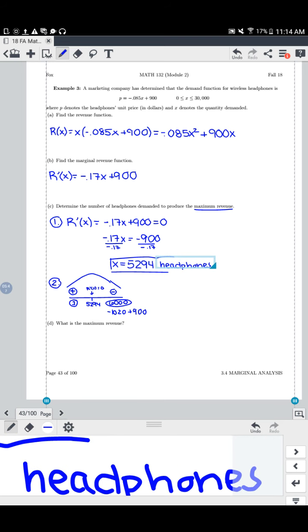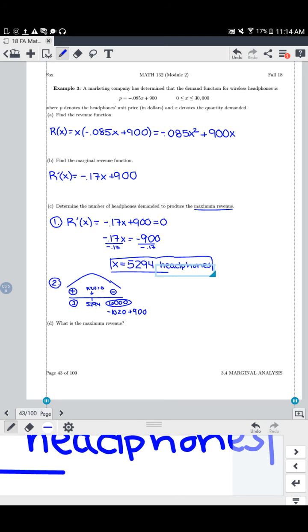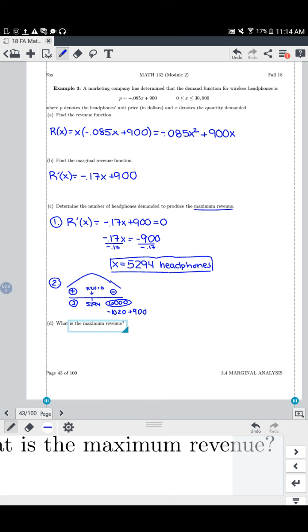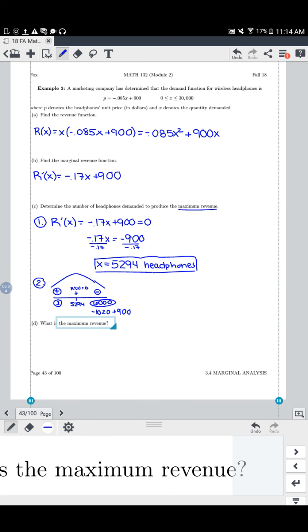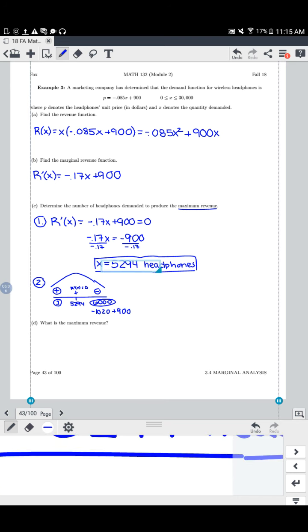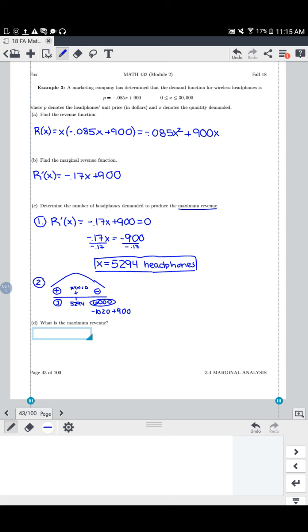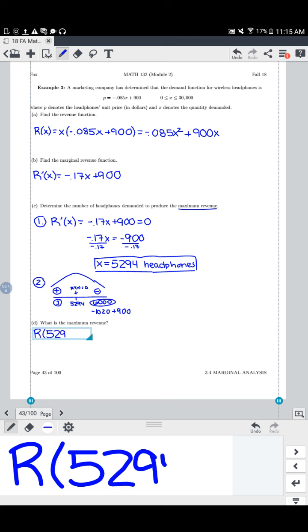So again, anytime you see maximum, you're going to take the derivative, set it equal to 0, and make a sign chart. So maximizing revenue, we use the derivative of it. But of course, the next question the company is going to ask is not just how many I should make. They want to know how much money they're actually going to make from it. So the next part says, what is the maximum revenue? We determined the number of headphones should be 5,294, so I'm just going to plug into revenue. What is the revenue when x is 5,294?